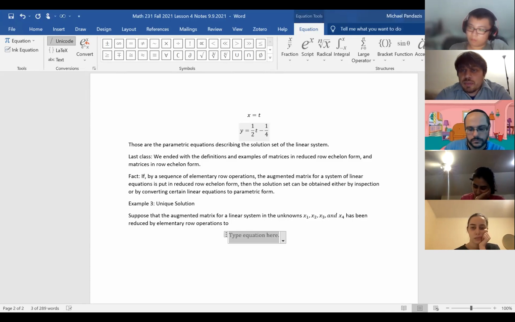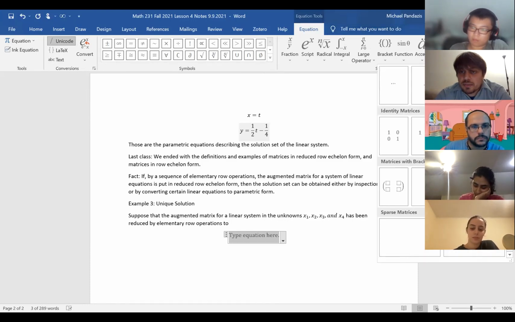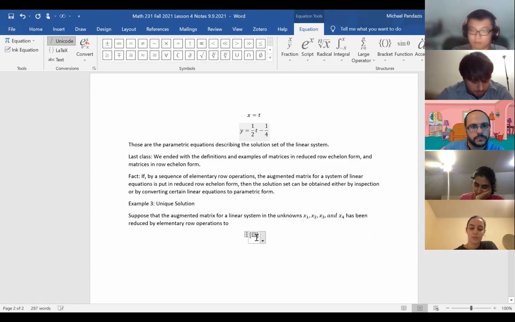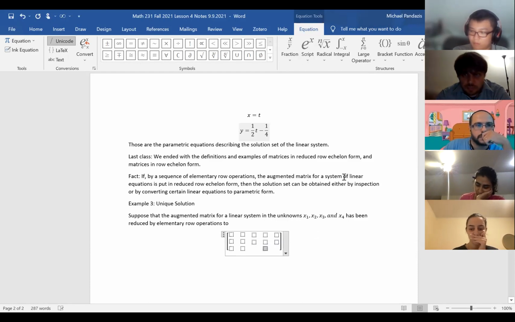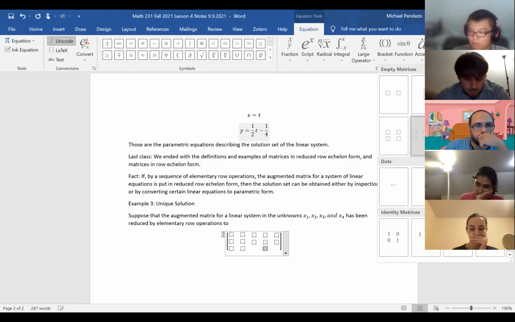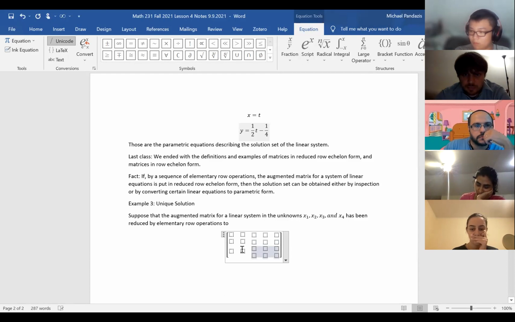Okay, so if you have a matrix, I've now built a larger matrix. Okay, so we have this augmented matrix here.